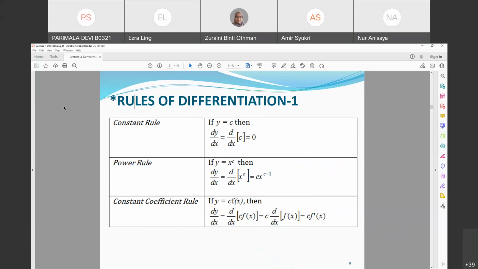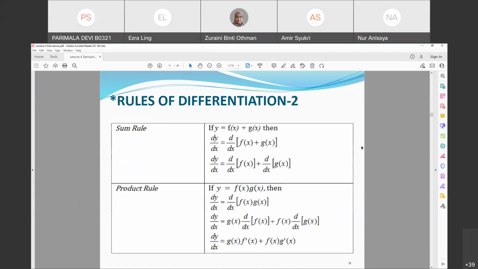Lagi satu saya lupa nak cakap. Untuk derivative, kita punya simbol tu dy over dx, or we have this kind of equation ada prime kat atas tu, f double prime, itu pun derivative higher order, second order. F prime ni it is derivative also, and this is derivative also. Okay, then we go for next slide.